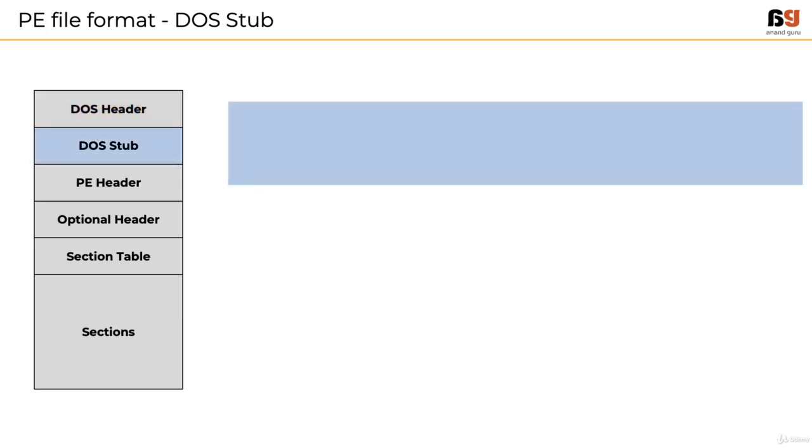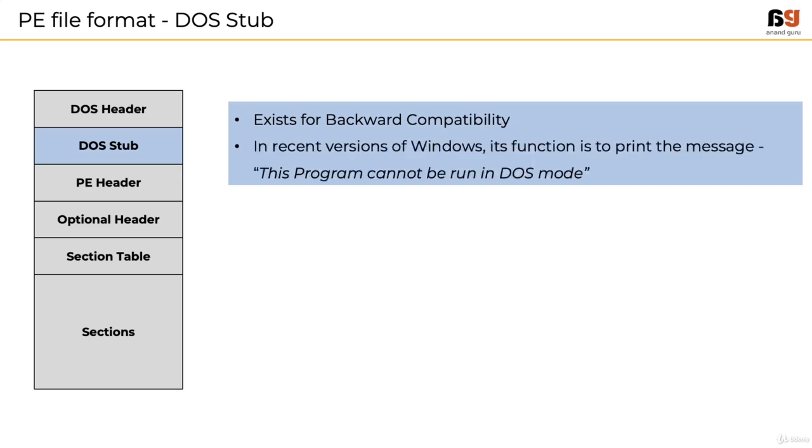Next, we have the DOS stub. This mostly exists for backward compatibility. DOS stands for Disk Operating System, a predecessor of Microsoft Windows. In recent times, as there are no applications built for DOS, this part of the PE file is just used to print the message: The program cannot be run in DOS mode.